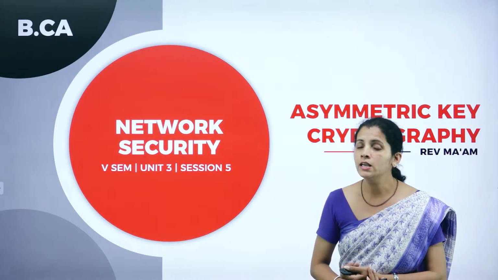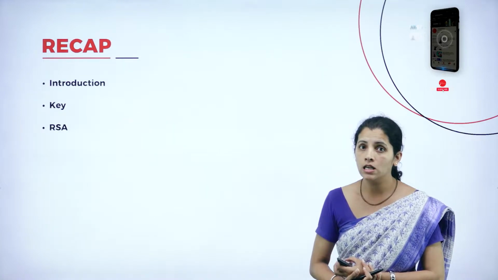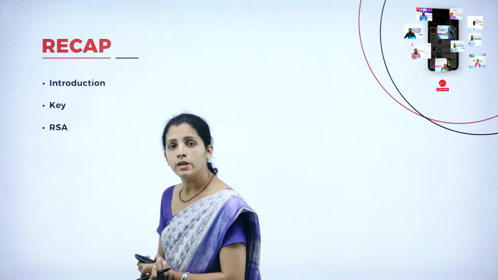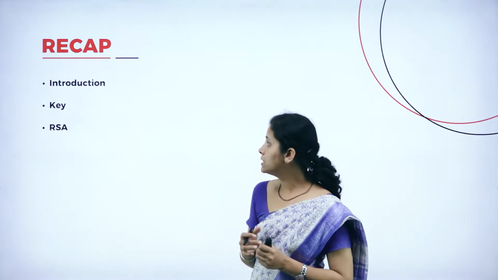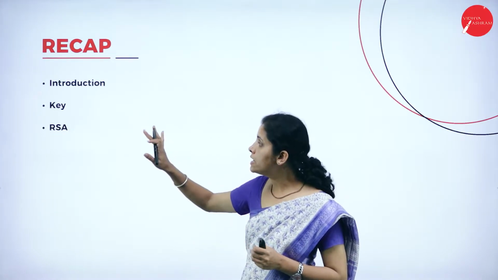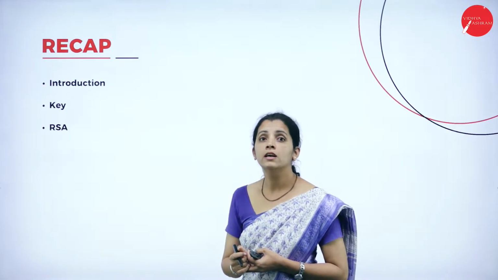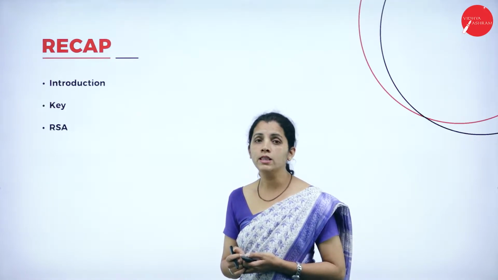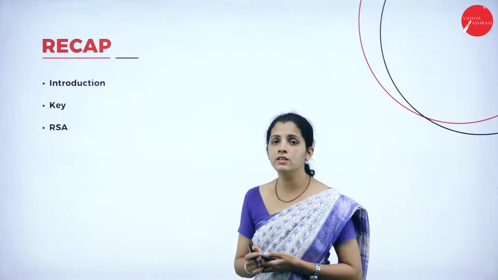So dear students, let's see which topics I have covered in my last session of this unit. There I started with the introduction about asymmetric key cryptography. Along with that, I have covered keys, along with the example for asymmetric crypto system, that is the RSA algorithm along with problems. These are the topics I have discussed in my last session of this unit.